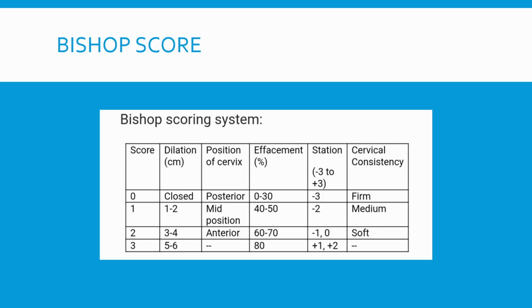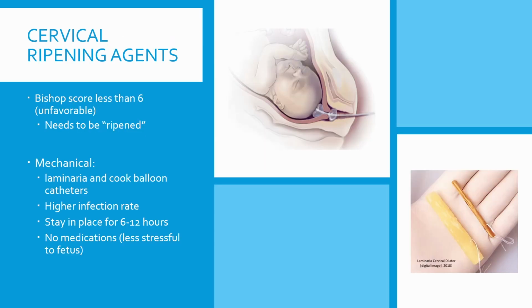So they'll look at all 5 of those things, and they'll add up her score to figure out her Bishop score. A Bishop score of 6 or greater tells you that the cervix is favorable. If it's less than 6, it's unfavorable. So if we have an unfavorable Bishop score, again less than 6, we need to get that cervix ripened or ready before we start causing a whole bunch of contractions.